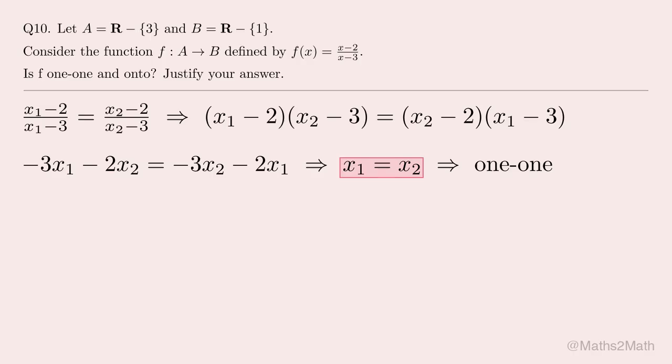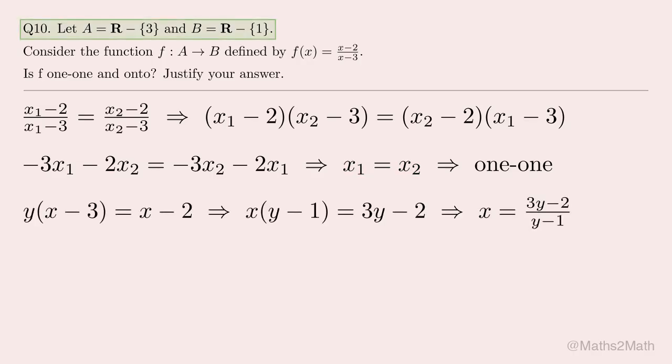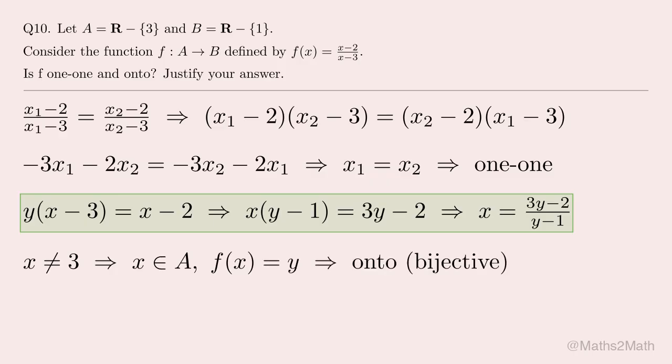One-to-one. Onto, take any y in B and solve y equals (x minus 2) over (x minus 3) for x. Multiply out, gather the x terms, and divide by y minus 1, allowed since y is never 1 in B. This x is a real number, and it cannot equal 3, that would force 3y minus 2 to equal 3y minus 3, which is impossible. So x lies in the domain and maps to y. Onto. Therefore, f is one-to-one and onto, bijective.